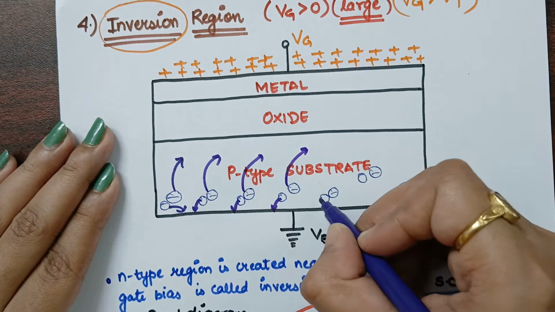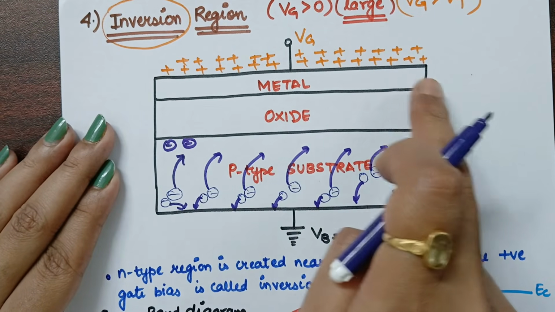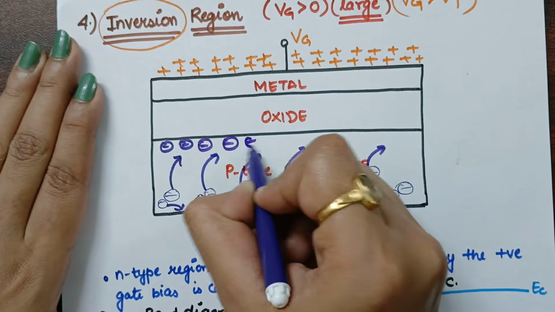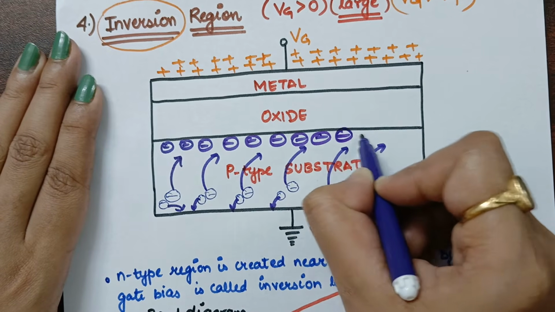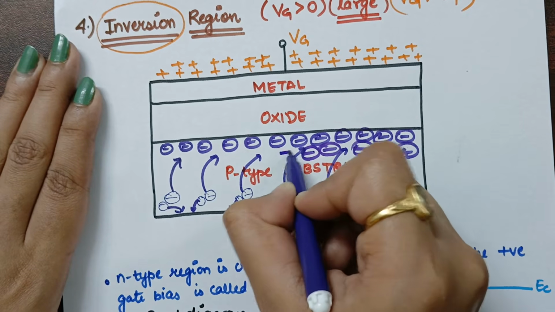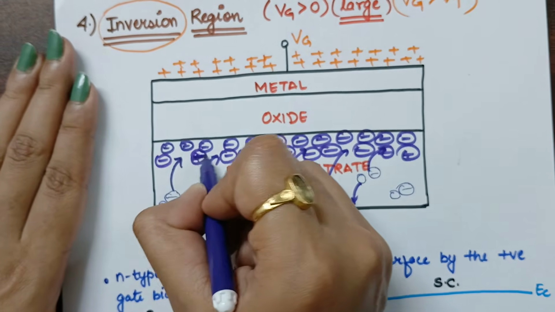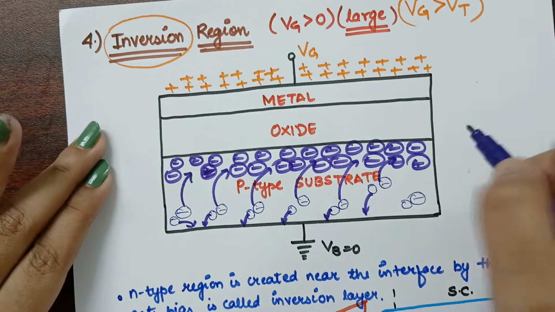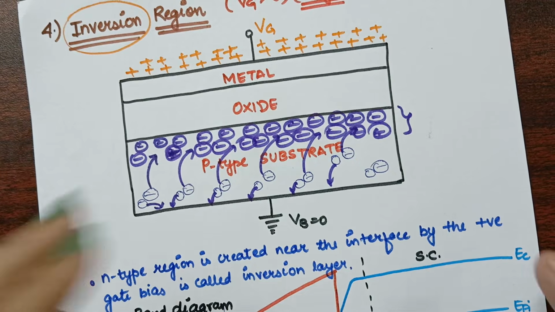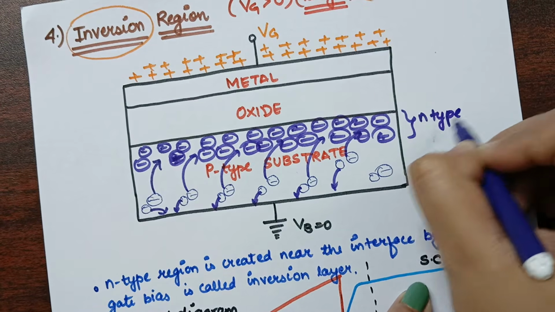Same observation as in the depletion region, but as we have increased the gate voltage, the negative acceptor ions concentration will also increase. They will be in very large quantity as we have increased the value of VG. This particular region will have so much negative charge that it will be inverted and behave like an n-type region.